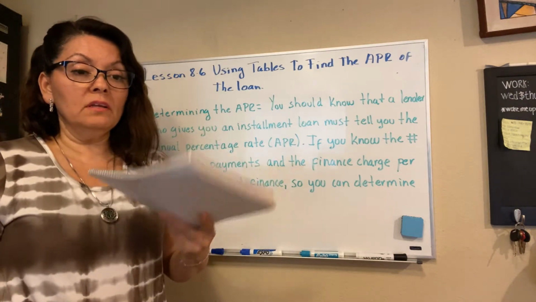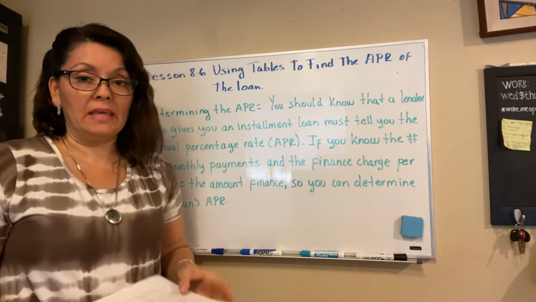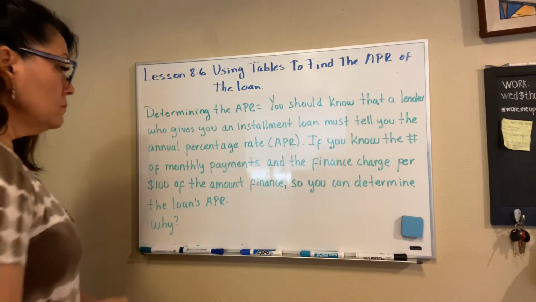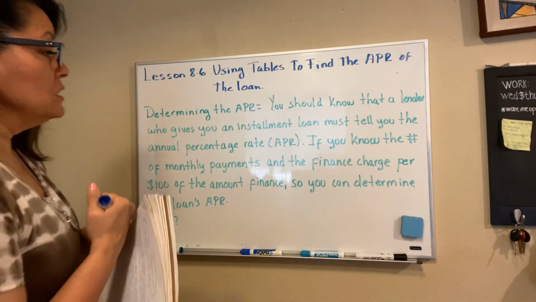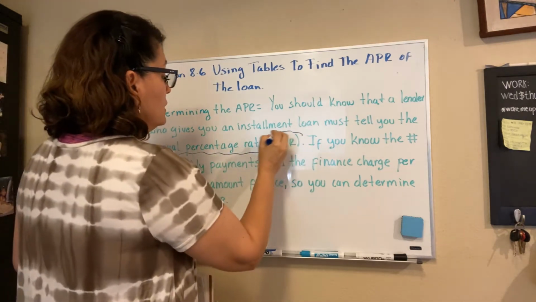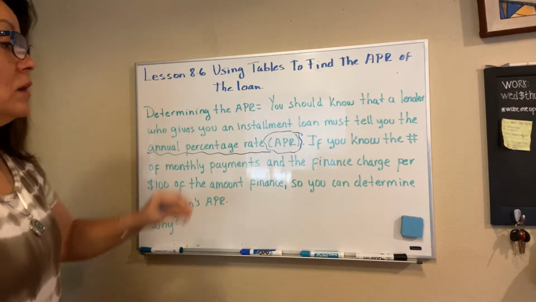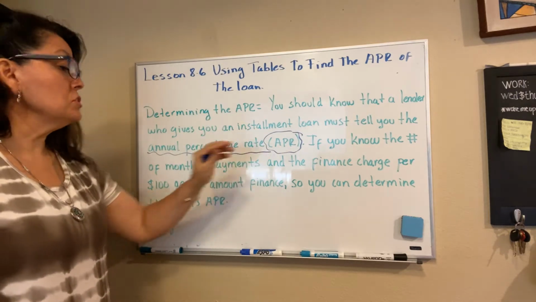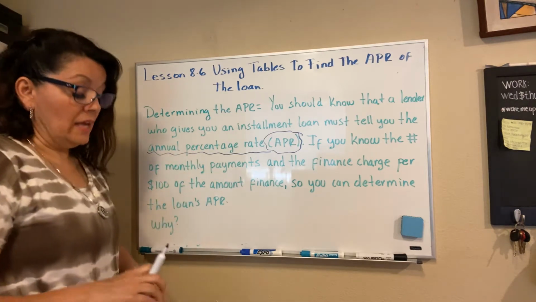The table, I'm going to give you the picture of the table so you guys can determine the APR, okay? So what is determining the APR? You should know that a lender who gives you an installment loan must tell you the annual percentage rate. This is the APR. Why? Because if you know the number of monthly payments and the finance charge per 100 of the amount financed, you can determine the loan's APR.